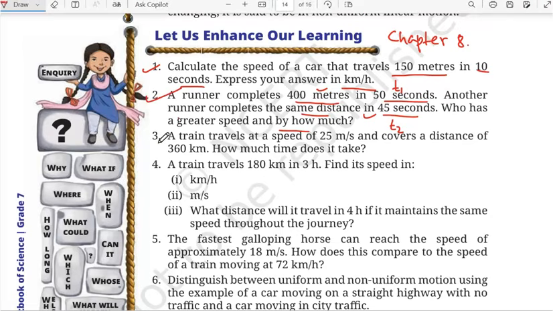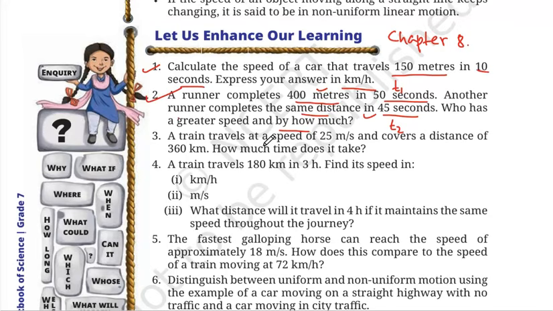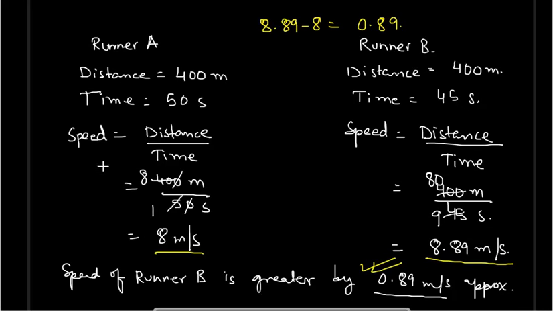So we have done number 2. Number 3. A train travels at a speed of 25 meter per second and covers a distance of 360 kilometer. How much time does it take? So speed is given to you and distance is given to you. Let us go to our working board.